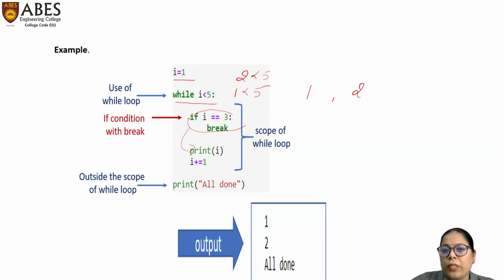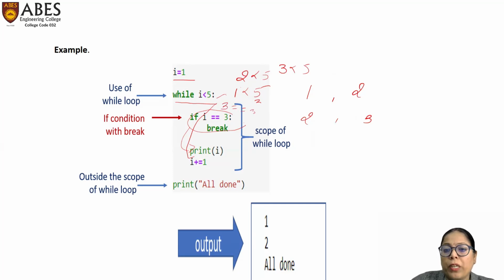So it will go inside, it will check if I equals to 3. So it's not true. So it comes here and it will print value 2, and the value is now incremented by 1, that is 3. So now again it will go back and check whether 3 is less than 5. So yes, it is. 3 is less than 5. It will again go inside and now it will check if I equals to 3. Yes, it is there. It is 3 equals to 3.